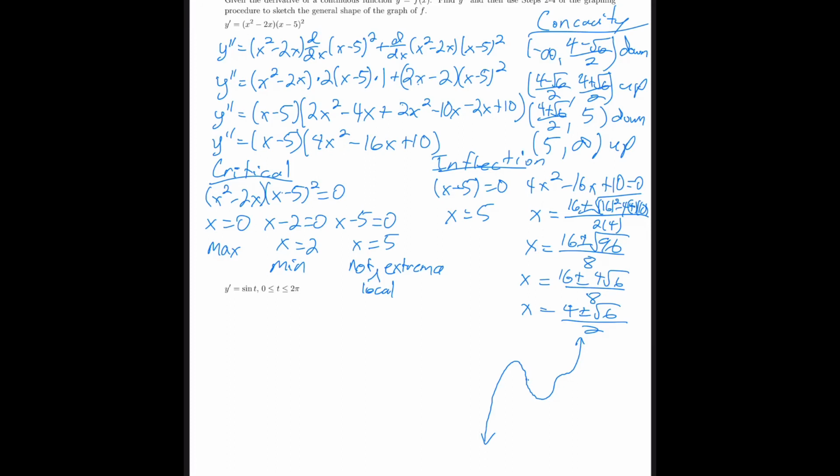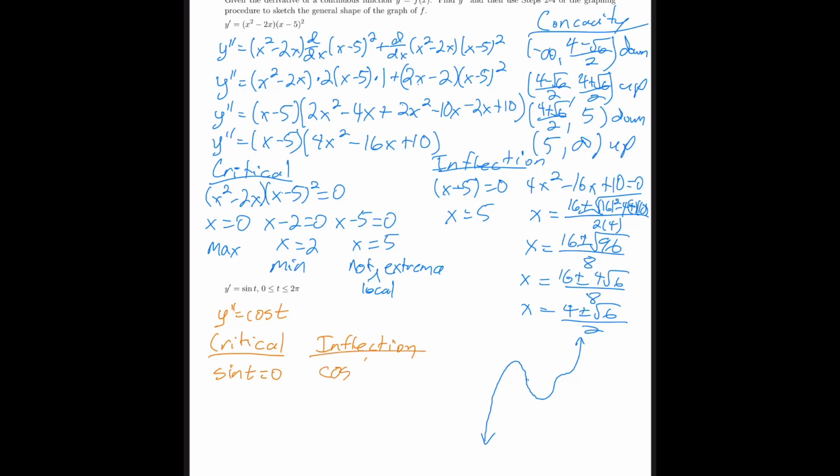Okay, so let's go ahead and do this next one that I think will be a little simpler, hopefully, and then we can have you guys do one, and then we'll be done with this section. So y prime is sine of x, so the derivative of that is cosine of t.